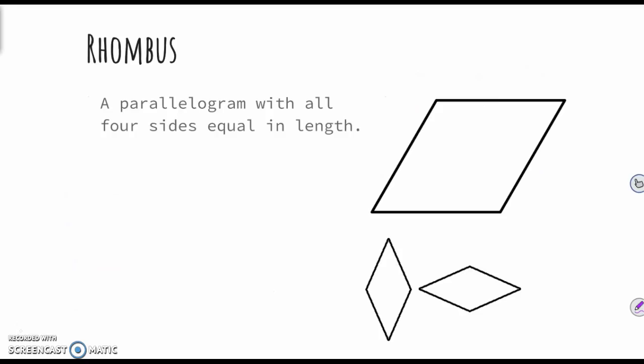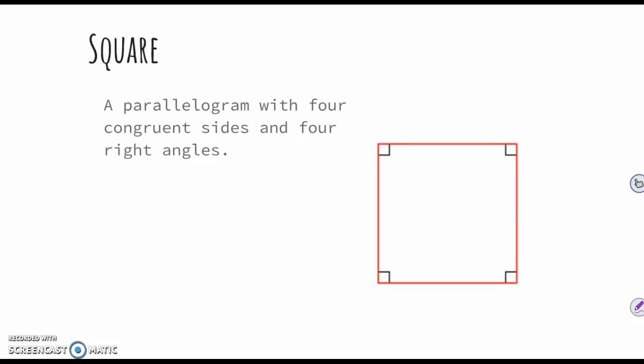A rhombus is another parallelogram. This parallelogram has all 4 sides equal in length, but as you can see, it does not have any right angles. A square is also a parallelogram with 4 congruent sides and 4 right angles.